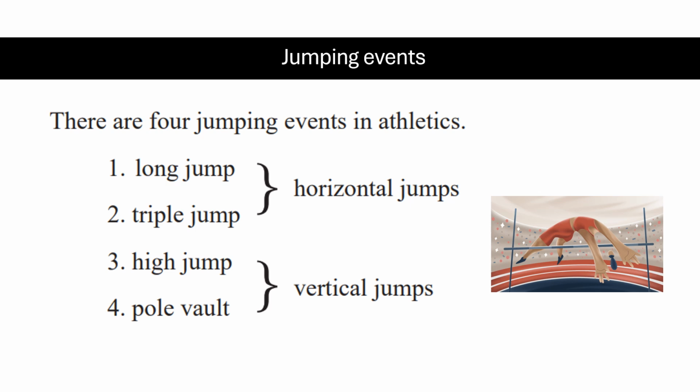In this part of the lesson, we are going to have a look at the jumping events when it comes to athletics. And we can categorize them into 4 jumping events in athletics as long jump, triple jump, high jump, and pole vault. Long jump and triple jump are further classified as horizontal jumps, the jumps which are done along the ground, and the high jump and pole vault come under vertical jumps, the jumps that are done perpendicular to the ground.